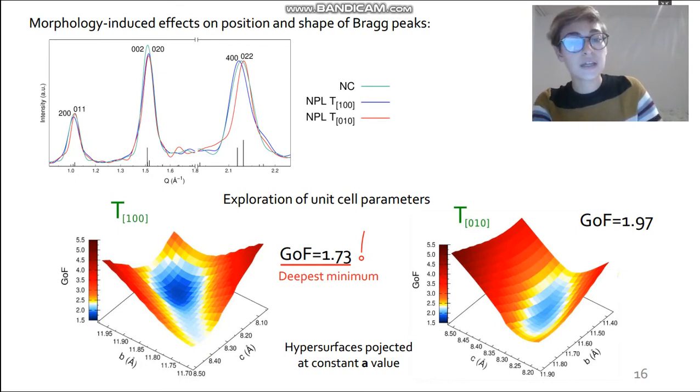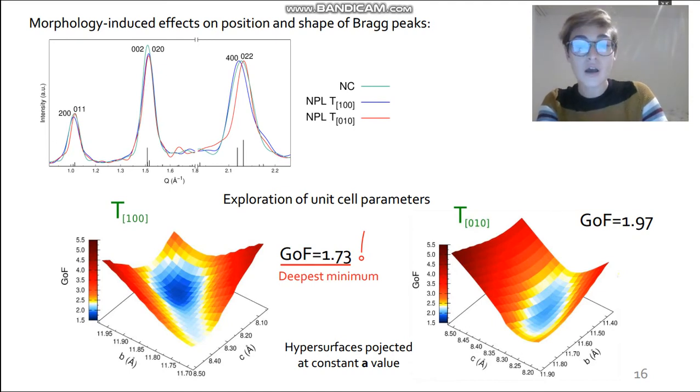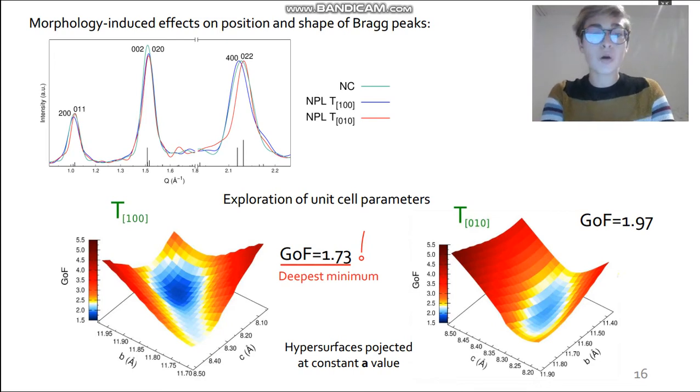The resulting hypersurfaces are projected in the slide as 3D maps of the goodness of fit statistical indicator versus B and C lattice parameters at constant A values. The minimum of GOF at 1.73 points to the configuration model that exposes equatorial bromides in the basal plane and axial ones aligned to the nanoplatelet's thickness as the best model.